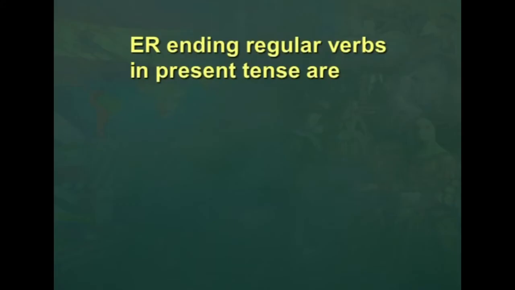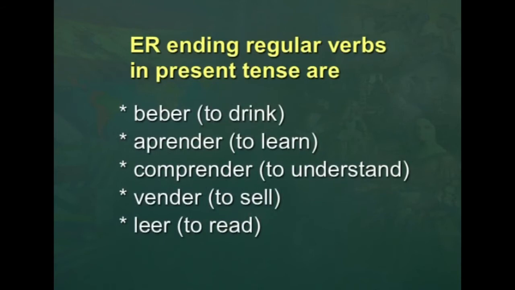Some examples of ER ending regular verbs in present tense are beber, to drink, aprender, to learn, comprender, to understand, vender, to sell, leer, to read, etc. The conjugation of this category of verbs in present tense is as follows.